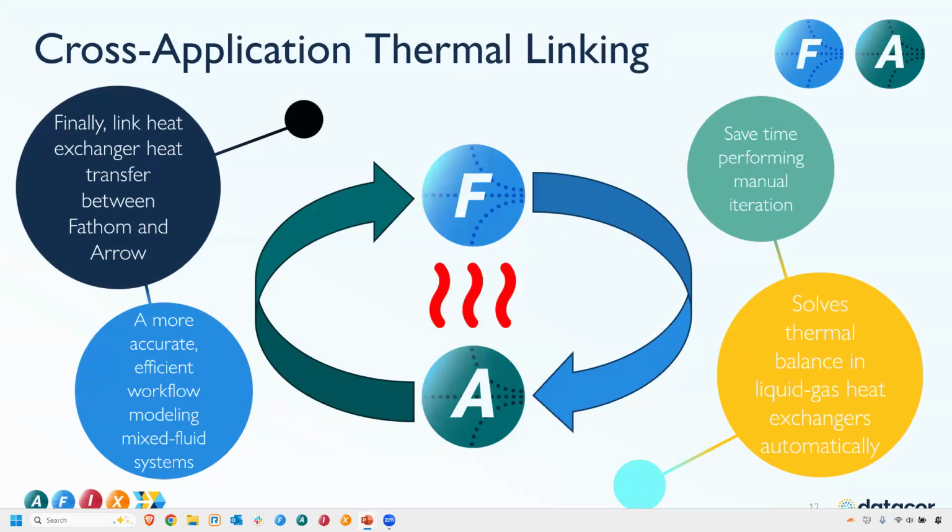For another related feature to heat exchangers, we have finally added the ability to link heat transfer between heat exchangers between Fathom and Arrow. This has been a long asked for feature and it has finally made it into the software. This provides you with a more accurate and efficient workflow for modeling mixed fluid systems where you have a gas side and a liquid side. It helps to solve thermal balance in liquid gas heat exchangers automatically, and will save time performing manual iteration, copying information from Fathom to Arrow, and vice versa.